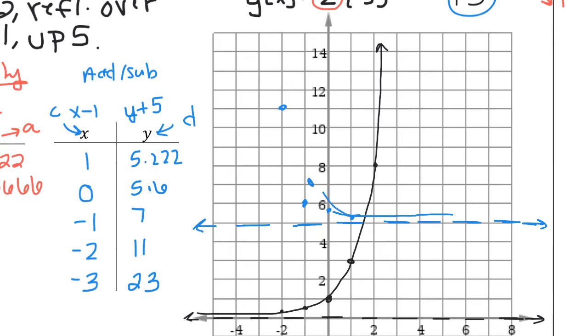Oh, that's why it's off. I can't count. Here we go. So that point that I fixed should have been -1, 7. I had it at -1, 6. So there's the new graph. My blue one is my new one. My red one is my parent.